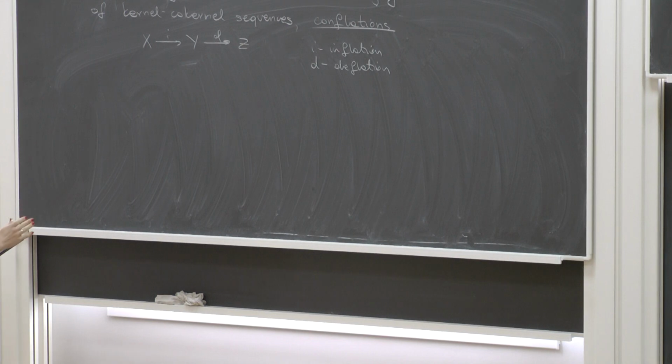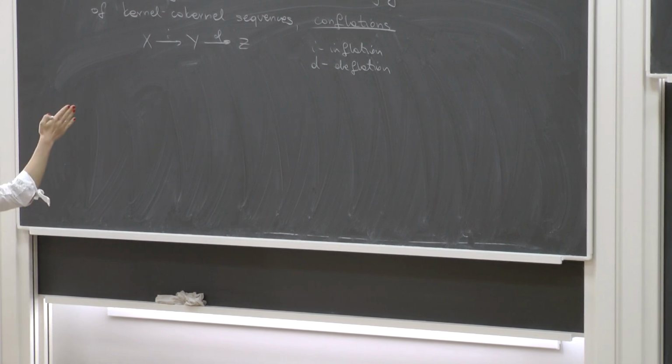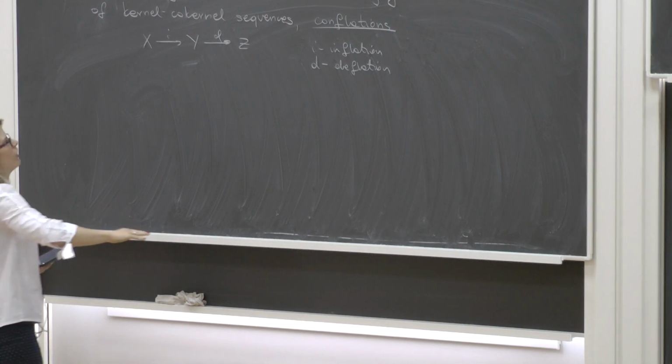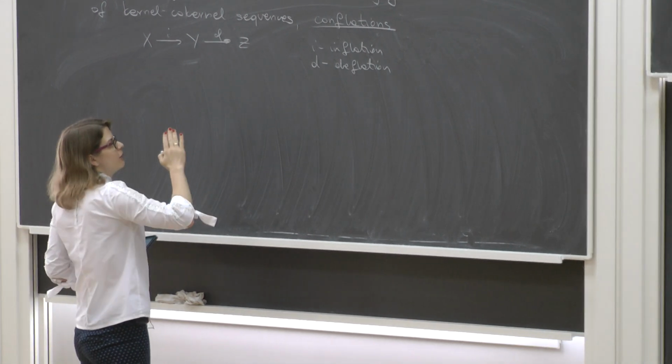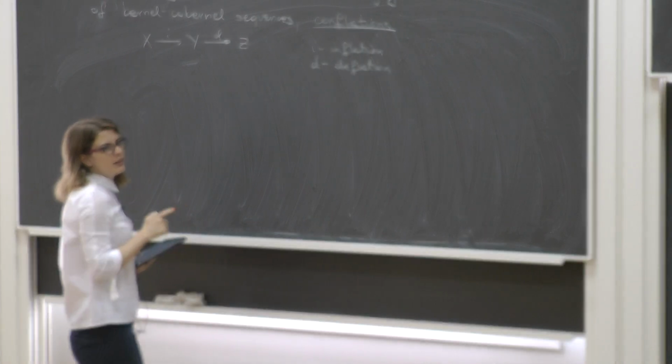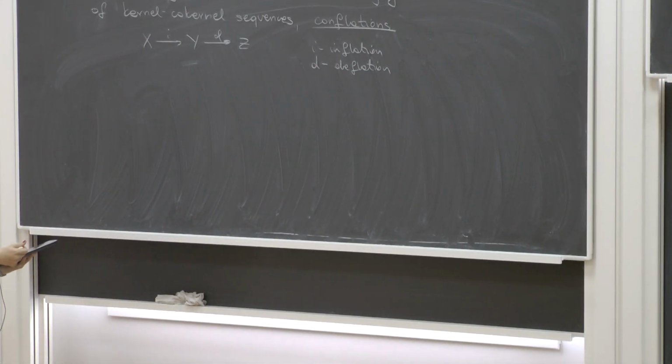So that's the definition. I'm just writing down the definition. It's an additive category with a class of kernel-cokernel sequences. They are called conflations, and now they need to satisfy some axioms.